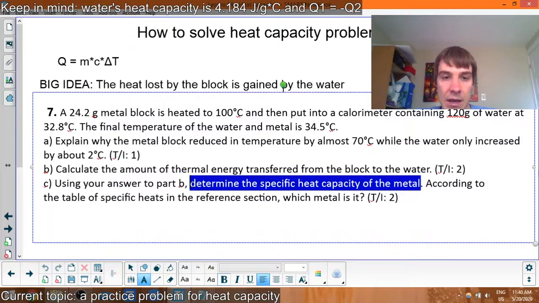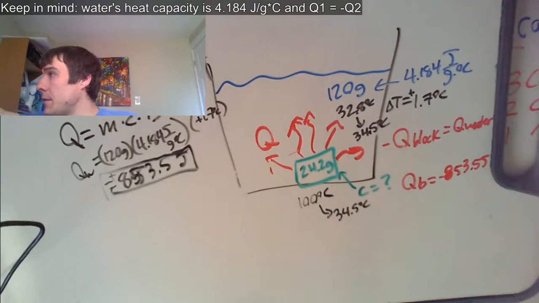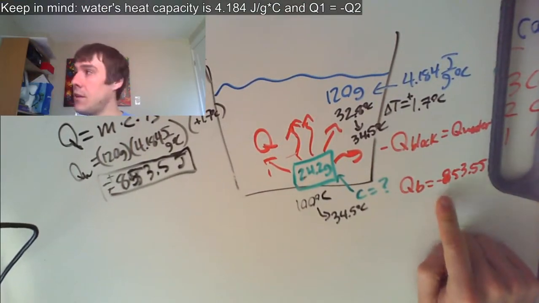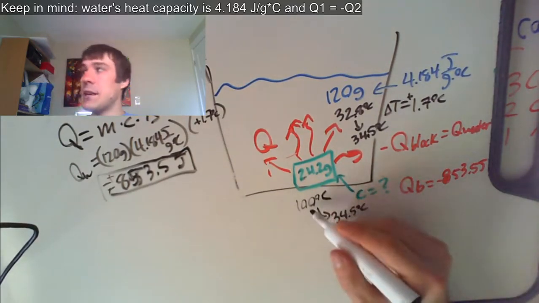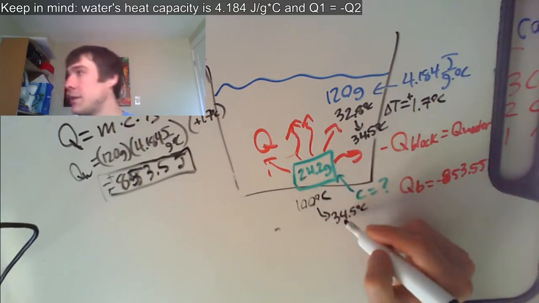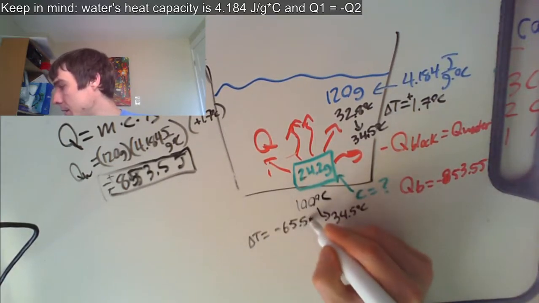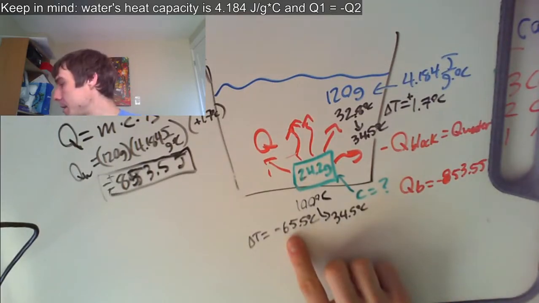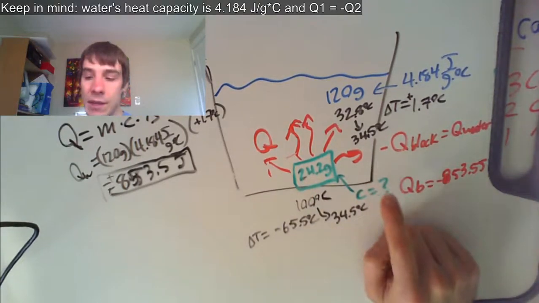So going back to here, and I'll move this down a little bit. We know how much energy the metal lost. We know, or we can figure out, how much temperature the metal lost. It went from 100 to 34.5. So if you take 100 minus 34.5, you get delta T here is minus 65.5 degrees Celsius. So we know delta T. We know the mass, 24.2 grams. C is the only thing we're missing in our equation.